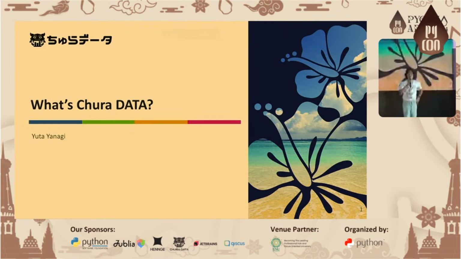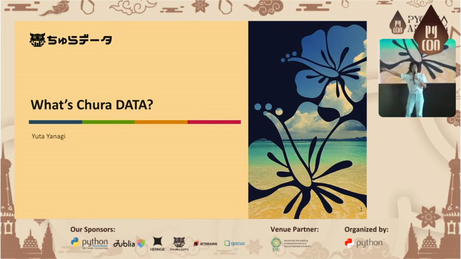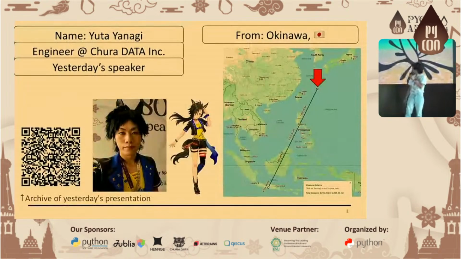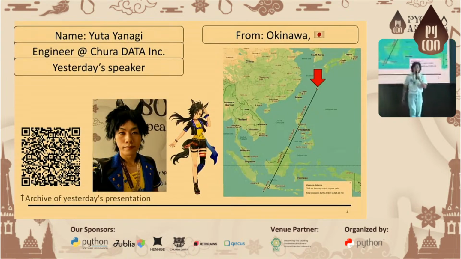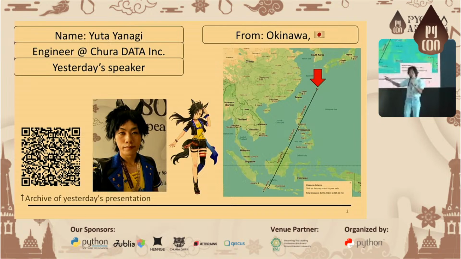Selamat sore. Saya nama Yuta Yanagi. Today I'm introducing our company, Chura Data. Please next. Let me introduce myself. My name is Yuta Yanagi. I'm the representative of Chura Data. It is located in Okinawa. And yesterday I presented about speeding up transcribing with the costume of a Japanese video game. If you are interested, please scan the QR code and you can see yesterday's archive.